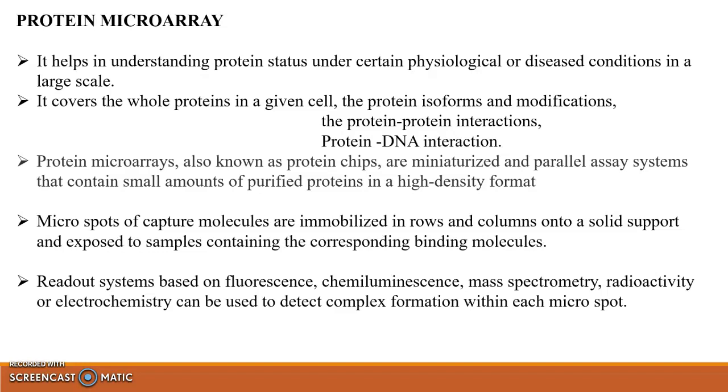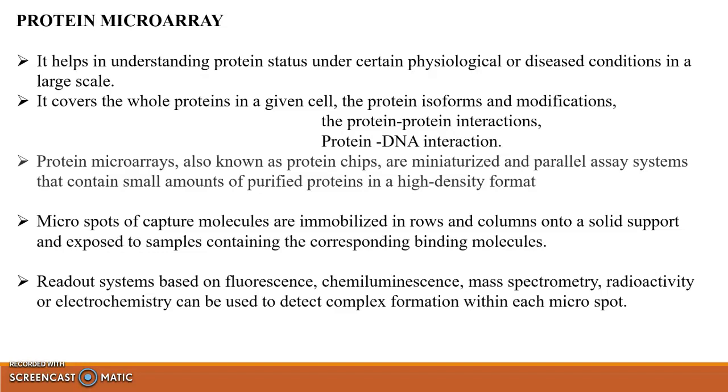The microspots of the capture molecules are immobilized in rows and columns on a solid support and exposed to the sample containing the corresponding binding molecules. Here the main principle is hybridization, an interaction where the capture molecule is usually a protein, and on the microarray plate the probes used can be DNA or protein. The readout system can be based on fluorescence, chemiluminescence, mass spectrometry, radioactivity, or electrochemistry to detect the complex formation within each microspot.